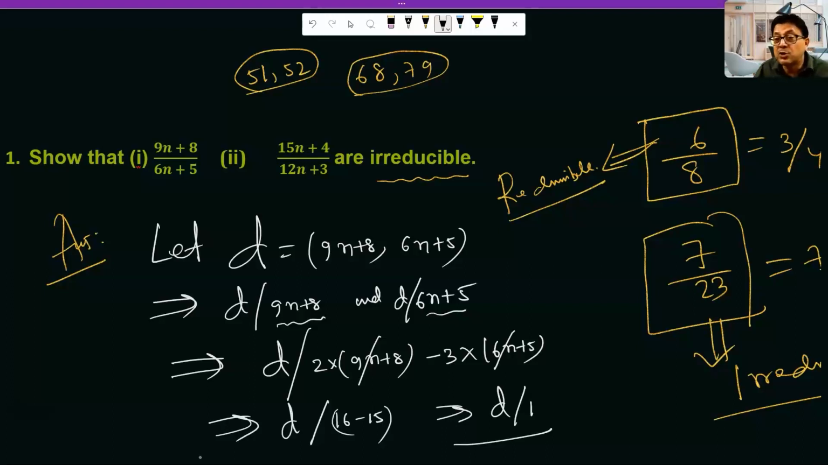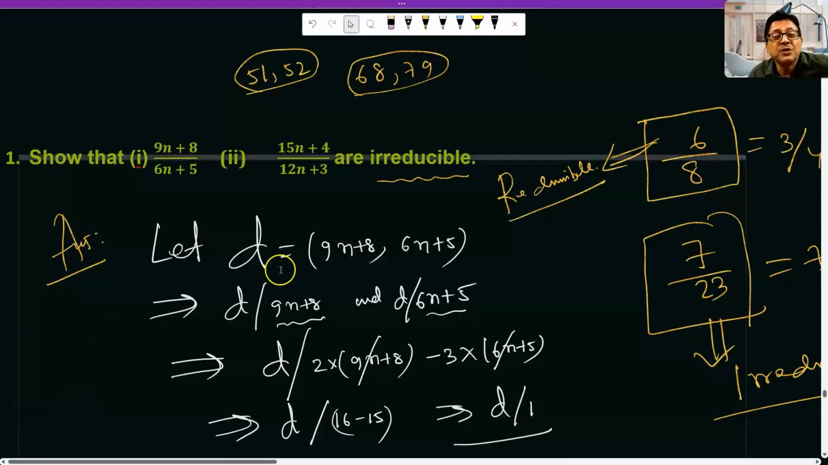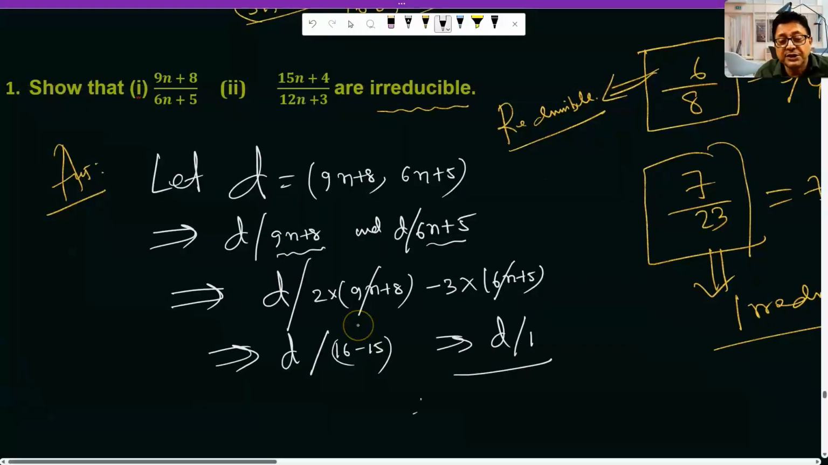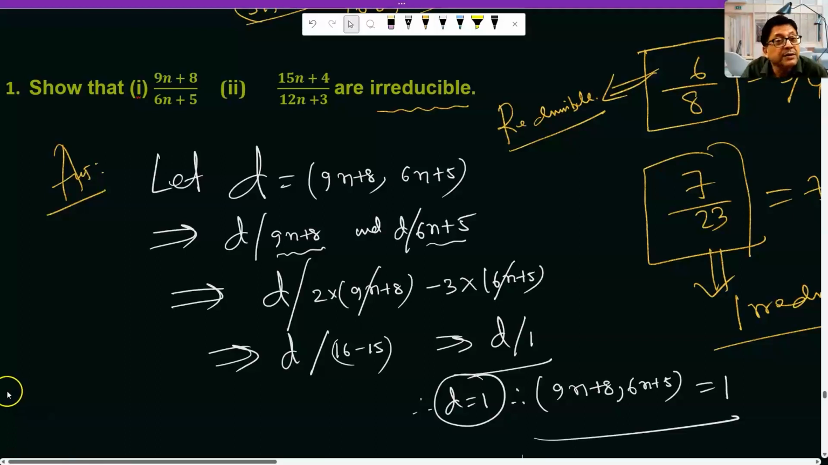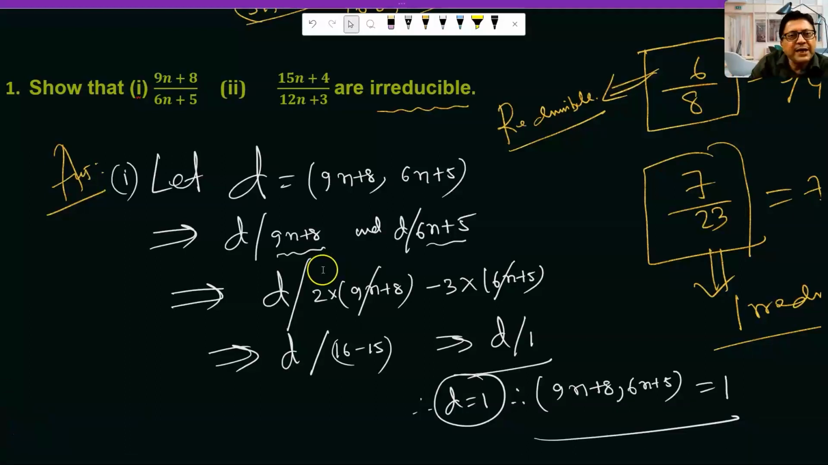So D divides 1 and it is the greatest positive integer. So what is the solution over there? D is equal to 1 only. So the GCD of 9n plus 8 and 6n plus 5 equals 1. It will make the fraction irreducible. We cannot cancel any common factor between these two numbers. Similar is the case for the next one.